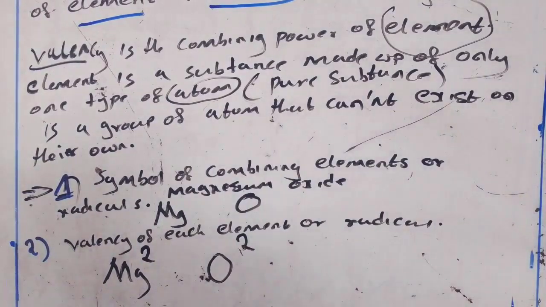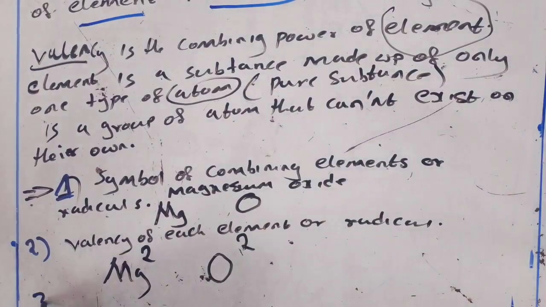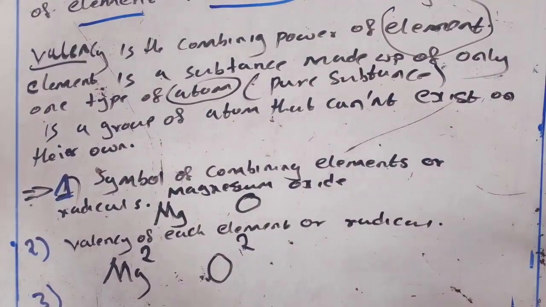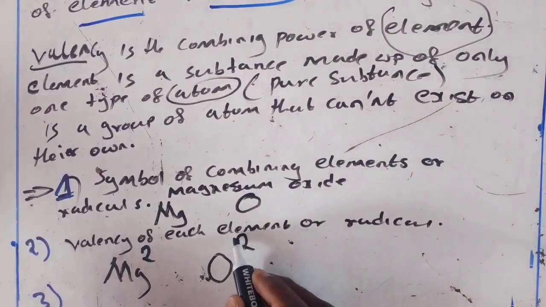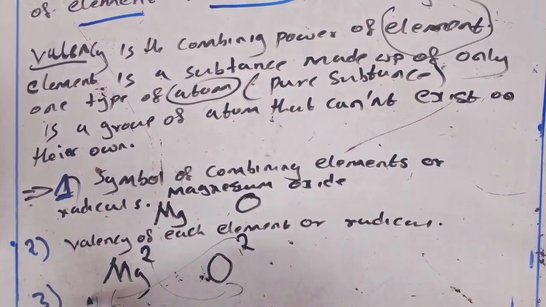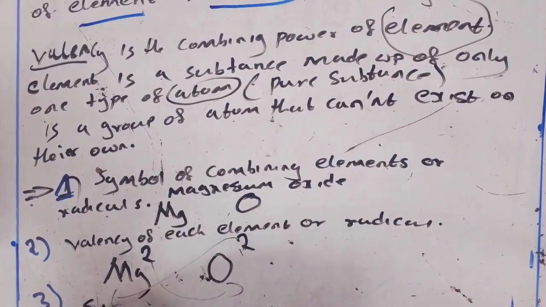After writing like this, you now proceed to step 3. Step 3 says swap the valences. This will come to this side and this will come to this side. So here we swap the valences.